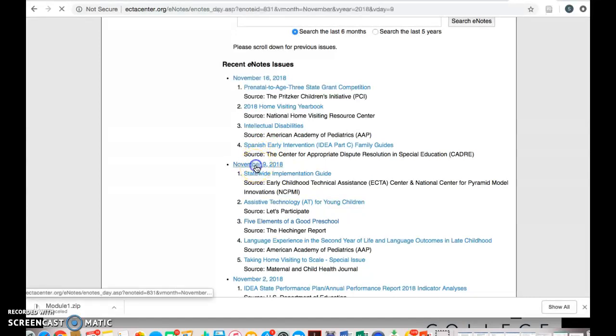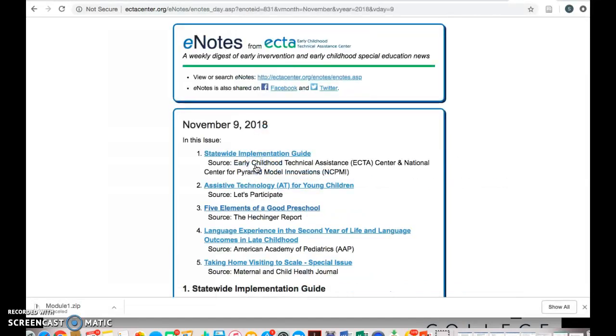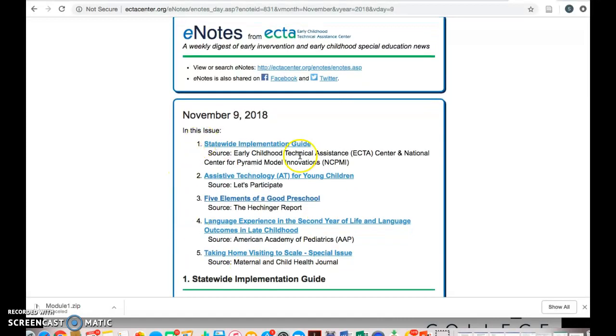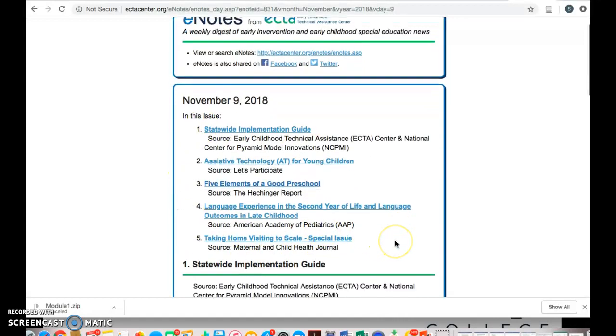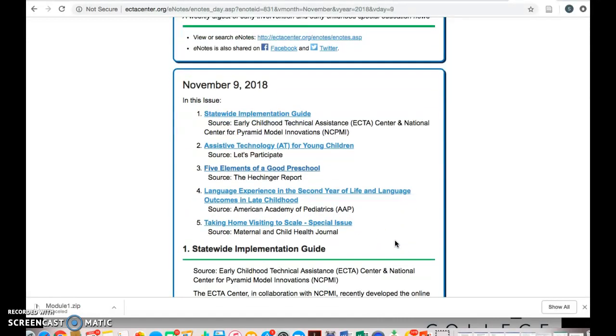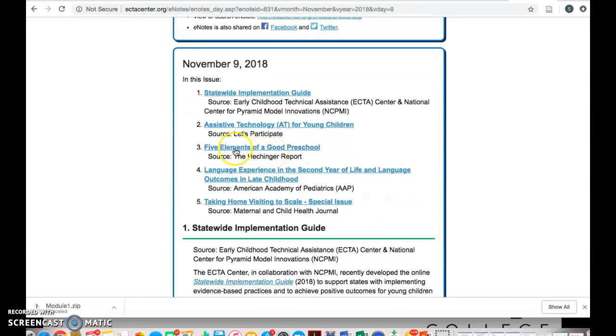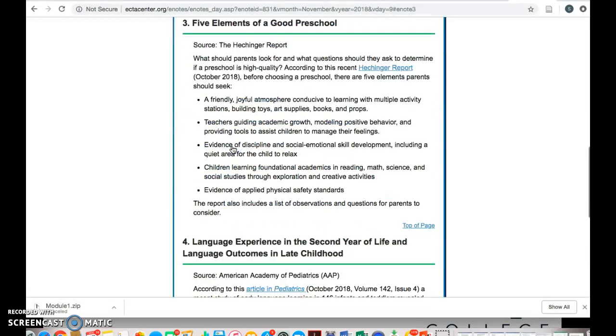So on November 9th, you would have gotten an email like this. And it has 5 or so topics in the issue. Like this one draws my attention. It is the 5 elements of a good preschool. So this is actually for families. So from a family point of view, what should they be looking for?